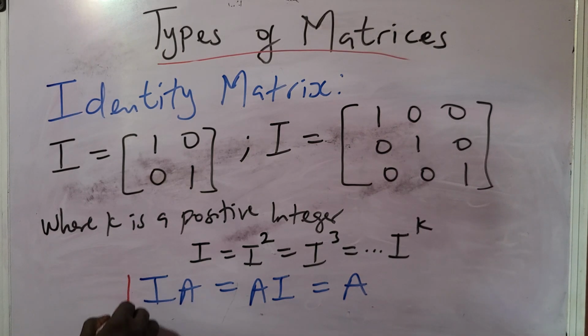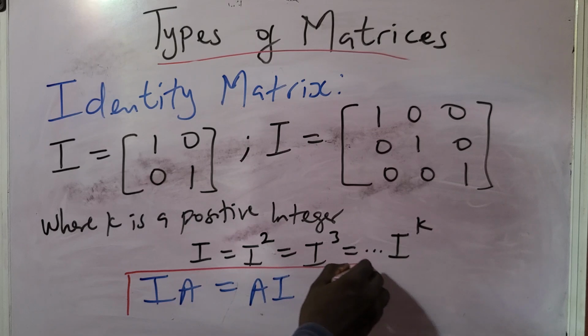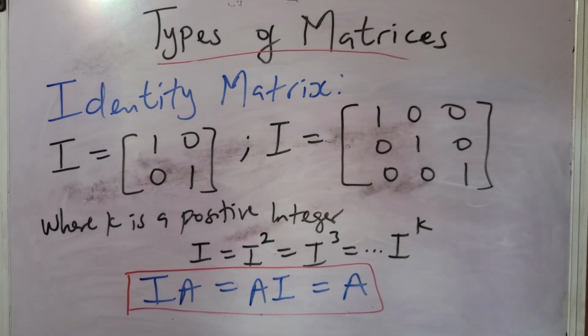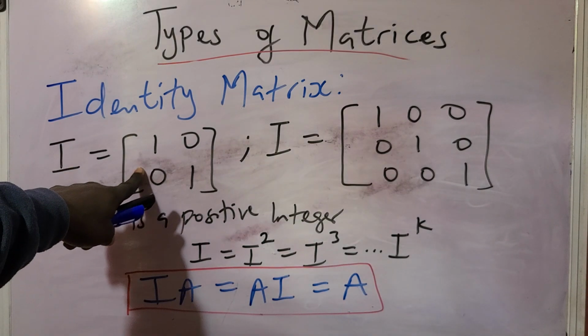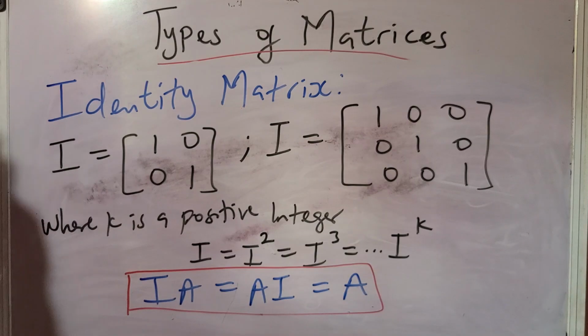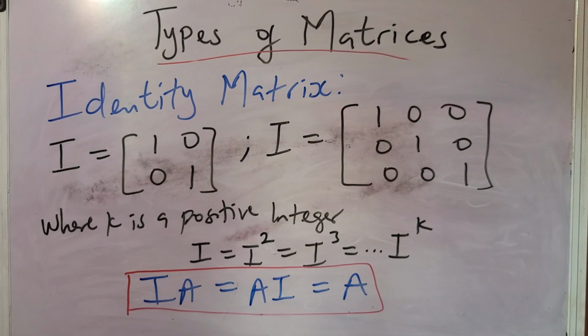When you multiply an identity matrix with a matrix A, you always get the matrix back. So if you multiply this identity matrix with a different 2 by 2 matrix, which is not an identity matrix, you would get matrix A back. So this is what I mean.